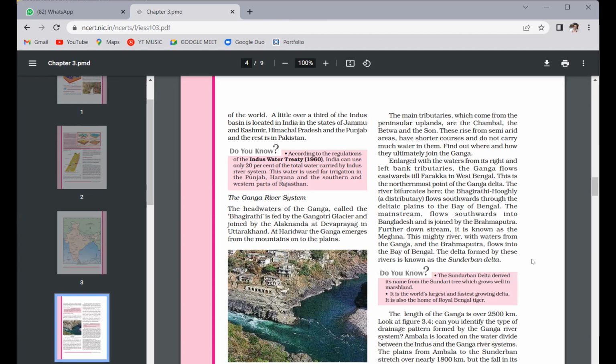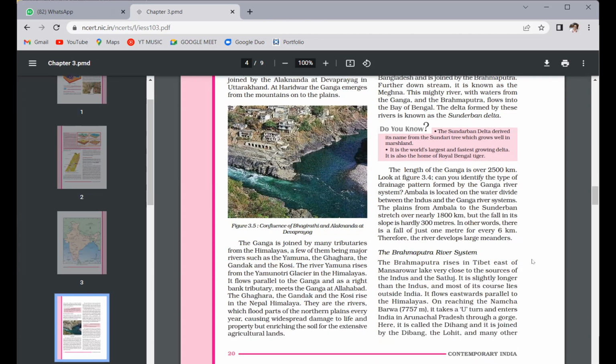The headwaters of the Ganga, called the Bhagirathi, is fed by Gangotri Glacier and joined by Alaknanda at Dev Prayag in Uttarakhand. At Haridwar, the Ganga emerges from the mountains onto the plains. The Ganga is joined by many tributaries from the Himalayas, a few of them being major rivers such as the Yamuna, the Ghaghara, the Gandak and the Kosi.